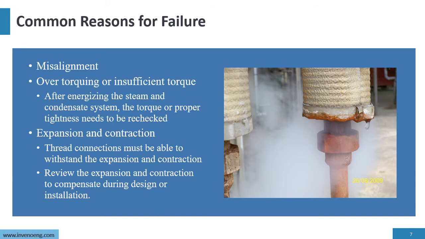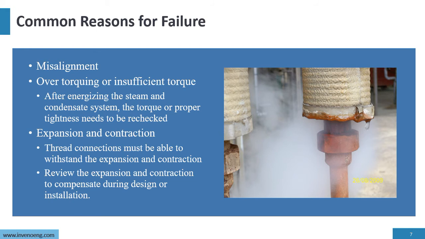Some of the reasons for failure. Misalignment. A thread should only take axial movement. It shouldn't be taking up anything but axial movement. If you have other than axial movement, then it's going to leak. The other thing is over-torquing or insufficient torque. Putting a pipe wrench onto an NPT connection with a 10-foot piece of conduit and trying to get the threads to seal, over-torquing will destroy the thread.